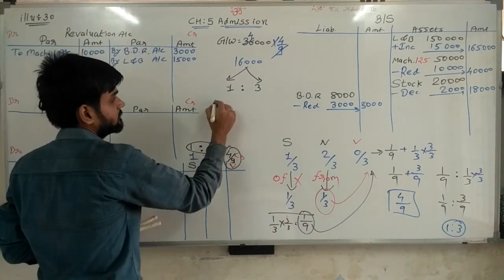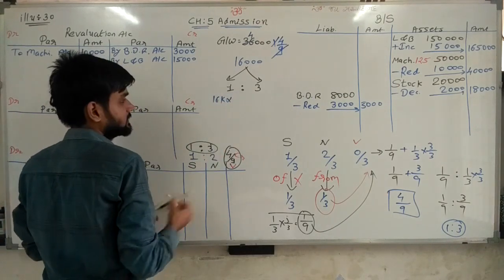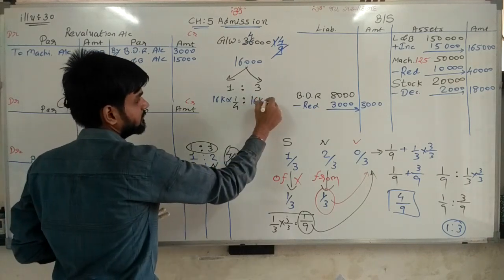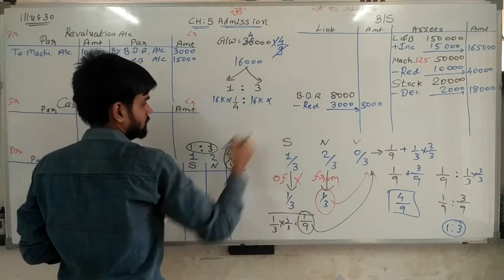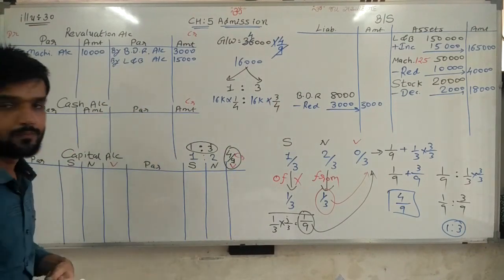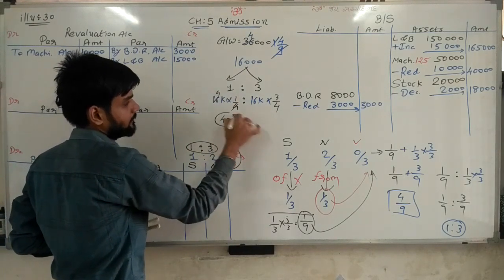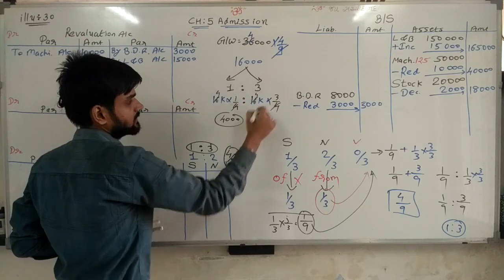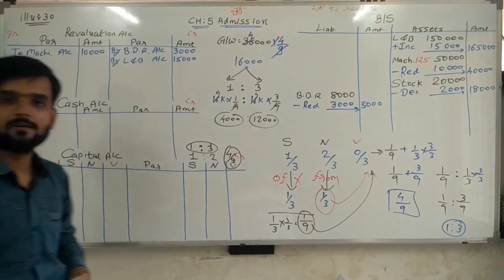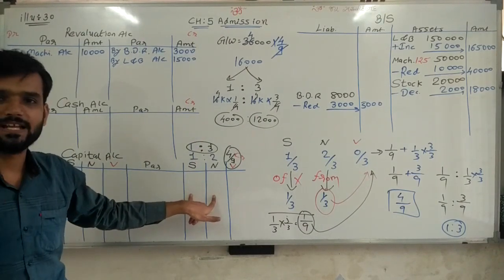So this 16,000 we are distributing in the ratio of 1 and 3. 16,000 into 1 divided by 4. Second one, 16,000 into 3 divided by 4. 4 4s are 16, so 4,000 rupees. 4 4s are 16, 12,000 rupees. So 4,000 and 12,000 is the portion of goodwill given to S and N.